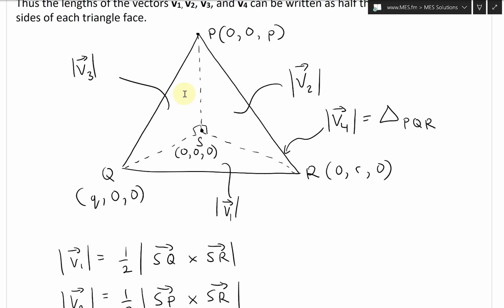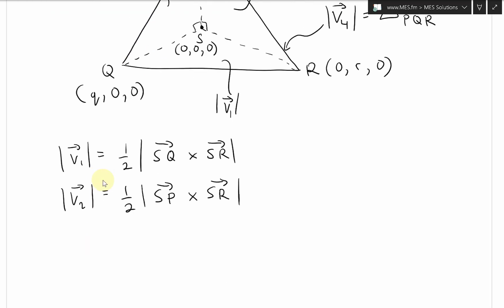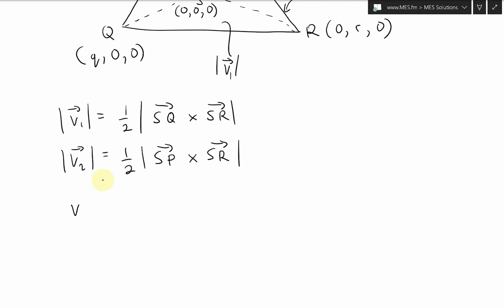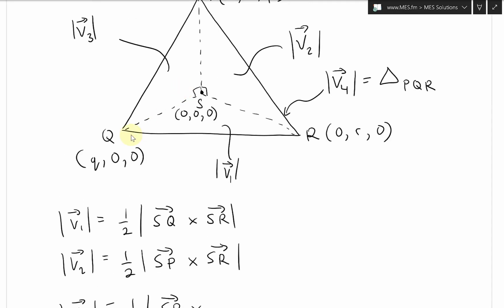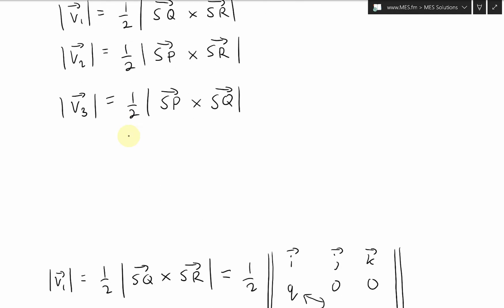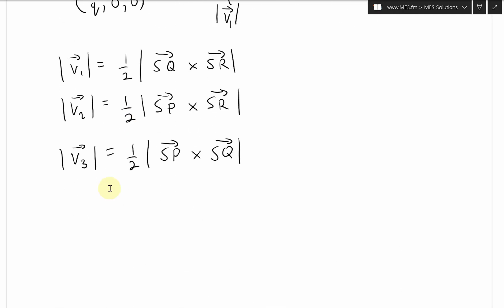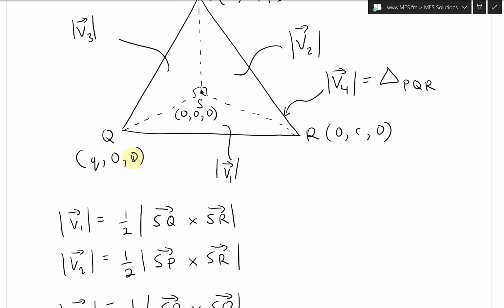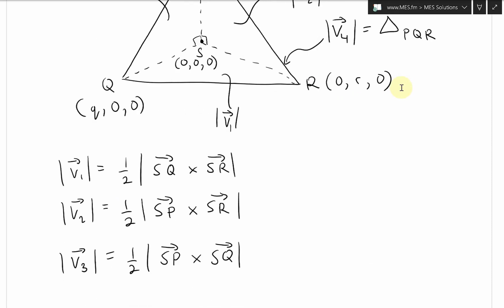And then lastly, for this V3 here, we'll go from SP to SQ. So V3 equals 1/2 the cross product SP cross SQ, like that. And then lastly, we'll look at V4. That's this triangular one.